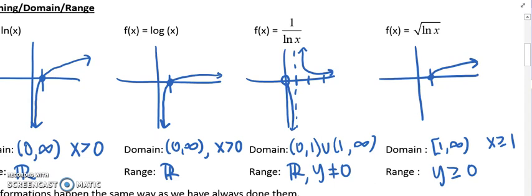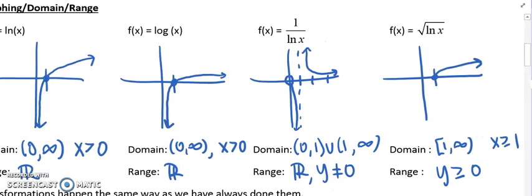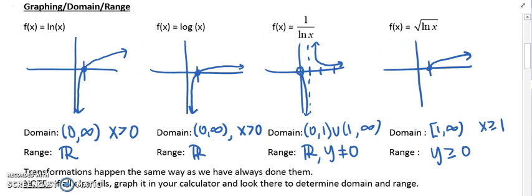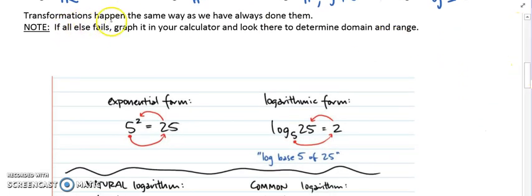Okay, so it's just some graphs, and now you know where to press your buttons on the calculator, all right? They do look cray-cray, I get it, but the main thing is, do you know where to look in the calculator, and do you know how to figure out your domain and range by looking at it? All right, so remember, you can pause this if I'm going too fast. Transformations happen the same way as we've always done them, and if all else fails, graph in a calculator and look to determine the domain and range, okay, which is what we just did.